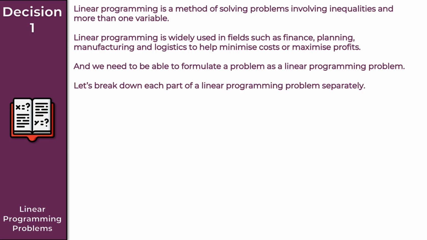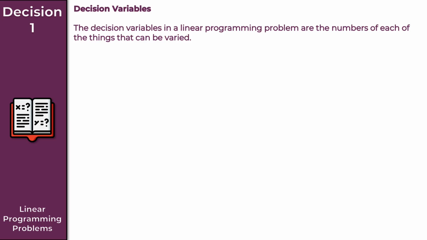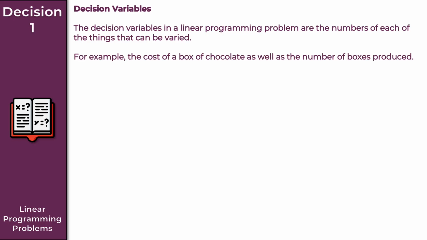And what we need to be able to do then is formulate a problem as a linear programming problem. So to begin with here, let's break down each part of a linear programming problem separately. To get us started, we have decision variables. The decision variables in a linear programming problem are the numbers of each of the things that can be varied. So what do we mean by that? For example, the cost of a box of chocolate as well as the number of boxes produced would be examples of decision variables.